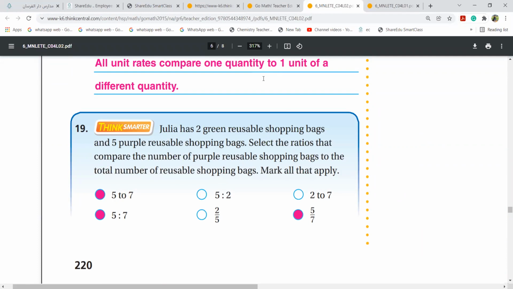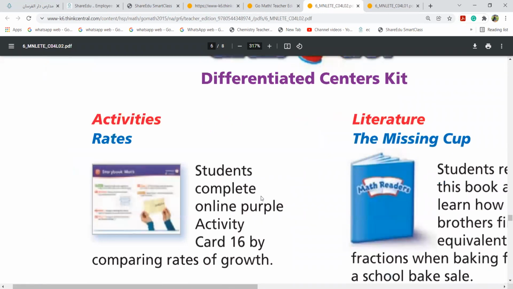If I say girls, any other name, they have 2 green and 5 purple. And you need to write the ratio of purple reusable bags to the number of reusable shopping bags. Purple is 5 and reusable is 2. So 5:2, 5:7. Why 7? Yes, total. You have to do the total. Leave this, girls.